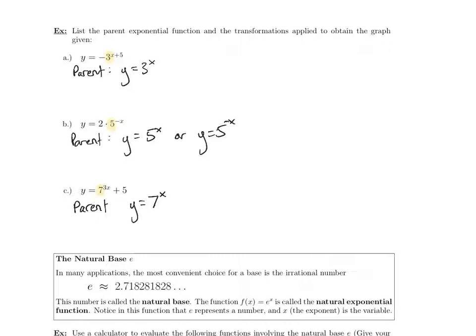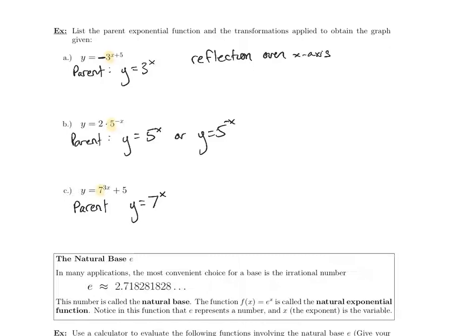So let's talk about part A. For part A, what's happened to this function is that I have done a reflection that is on the outside, so that is a vertical reflection. In other words, it's a reflection over the x-axis. But we also have shifted it 5.